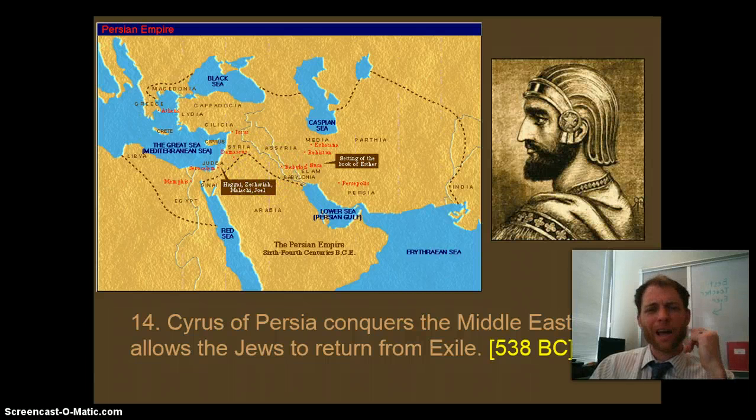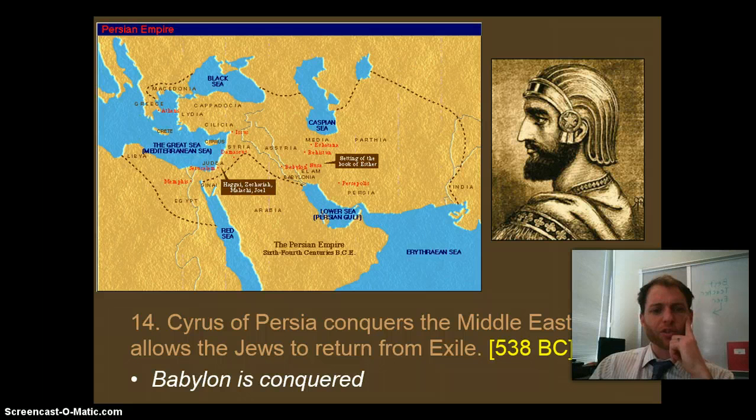The Persians get a bad rap from movies like the 300, but in terms of people you wanted to be conquered by in the ancient world, if you had to pick one, the Persians were not a bad people to pick. So they conquer Babylon, and they let the Jews return from exile.